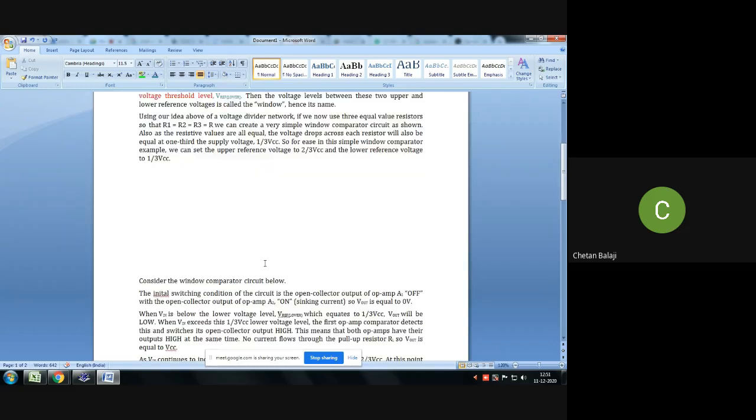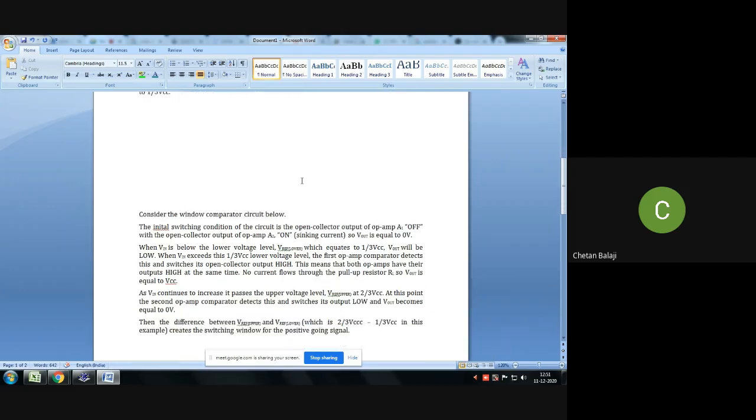Okay, fine. So I think we'll be using 4 resistors here, of equal values. The lower voltage is 1 by 3 VCC, obviously, because the voltage is divided equally by 3 resistors. The upper is 2 by 3 VCC. Okay, fine. So now let's see the working.